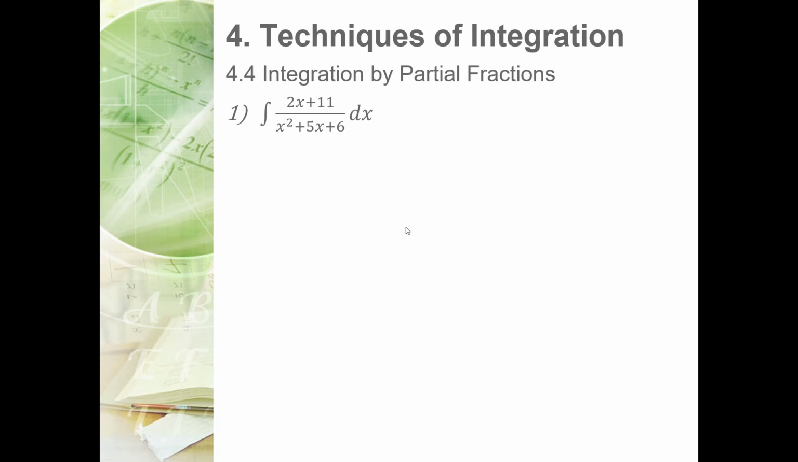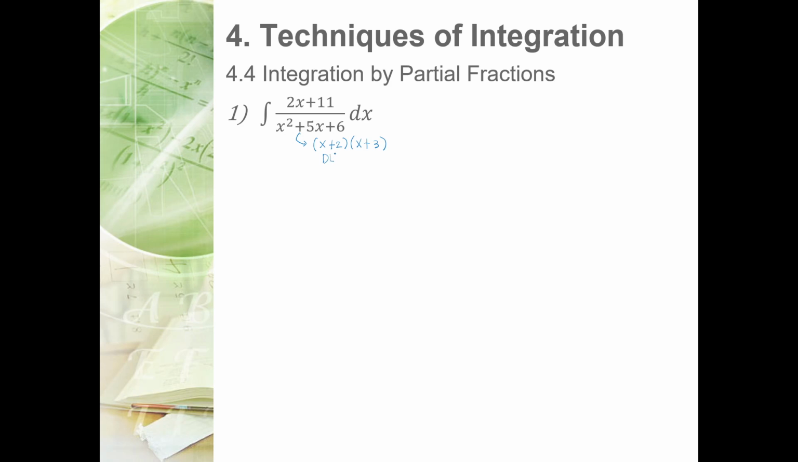So let's try number 1 first. Probably the first step that you need to do is to decompose first the denominator into its individual factors. So this one can be expressed as, of course, we can see that it's 6 and then 5x. So we can express it as x plus 2, then x plus 3, diba? So pwede ra siya, diba? So meaning we have two distinct linear factors.